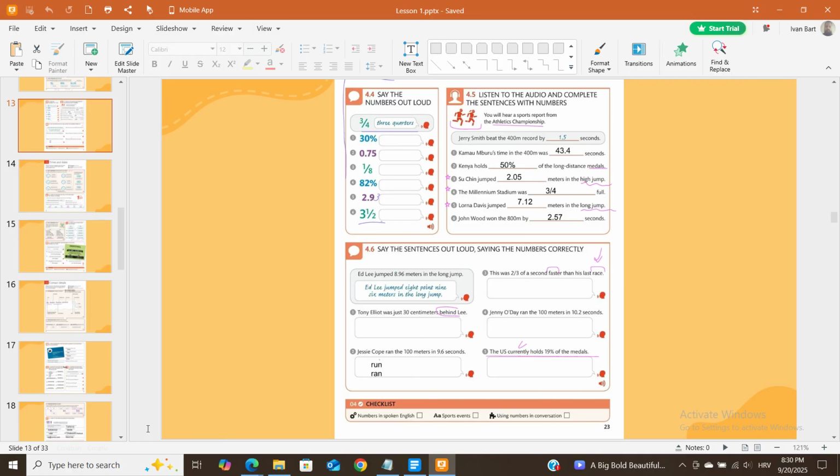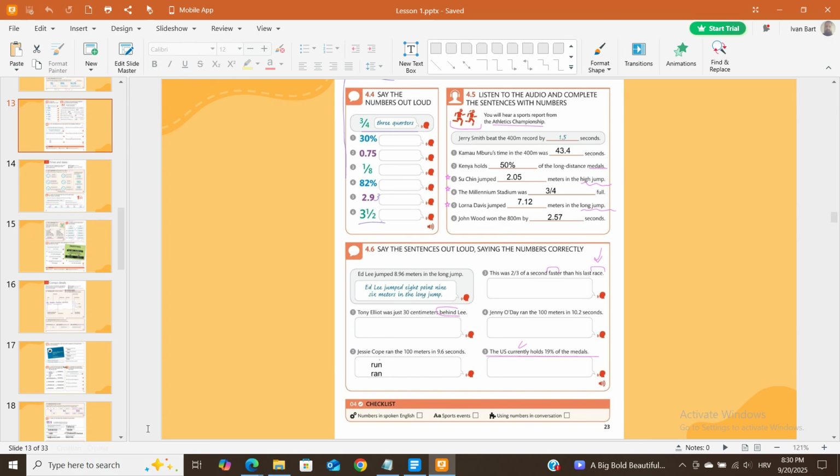4.6 Say the sentences out loud, saying the numbers correctly. Ed Lee jumped 8.96 meters in the long jump. Tony Elliott was just 30 centimeters behind Lee.